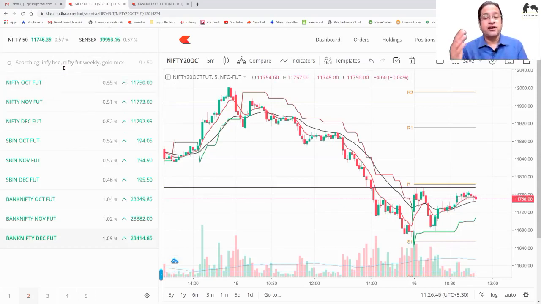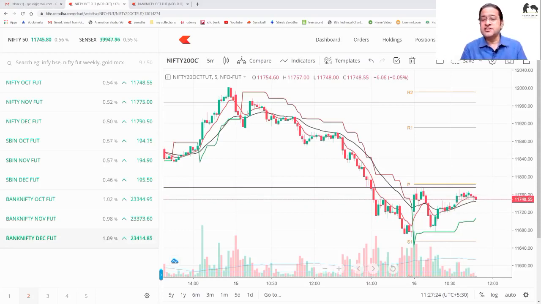And at any given point of time, there are three contracts which will be running. One is the current month, near month, and the far month: October, November, and December. As you can see here, the spot currently is 11,745, 46. And as we can see, 11,748 is the current month October futures.